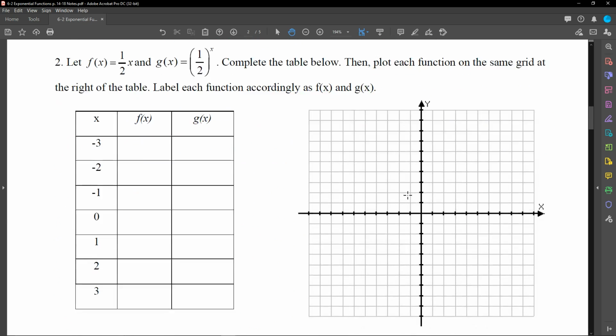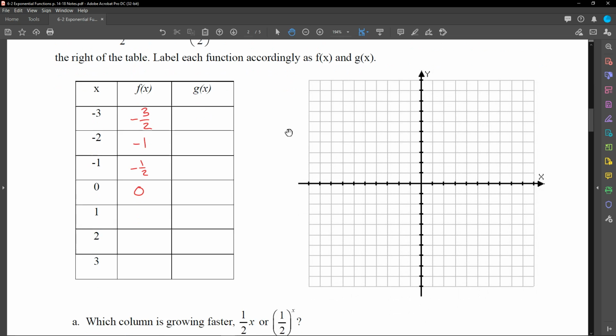Let's go ahead and graph another. So we have f of x equals 1/2 x and g of x equals 1/2 to the x. So f of negative 3, we have negative 3 times 1/2, or negative 3 halves. F of negative 2, we have negative 2 halves, or negative 1. F of negative 1, we just have negative a half. F of 0 is 0. F of 1 is 1/2. F of 2 is 2 halves, or 1. And f of 3 is 3 halves.